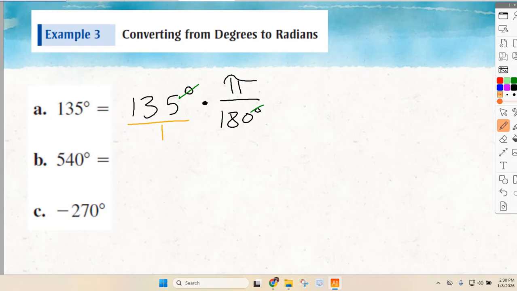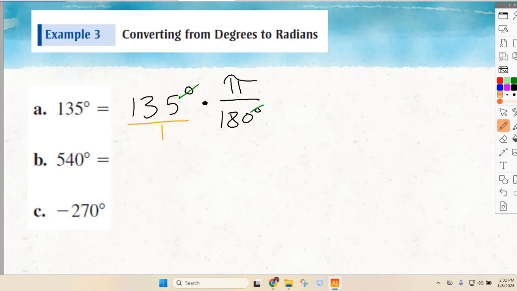Okay. What's 135 divided by 5? 27. And 180 divided by 5? 36. Okay. Is there anything else that goes into both 27 and 36? 9. Okay. So instead of reducing by 5, what is 5 times 9? 45. 45. Okay.